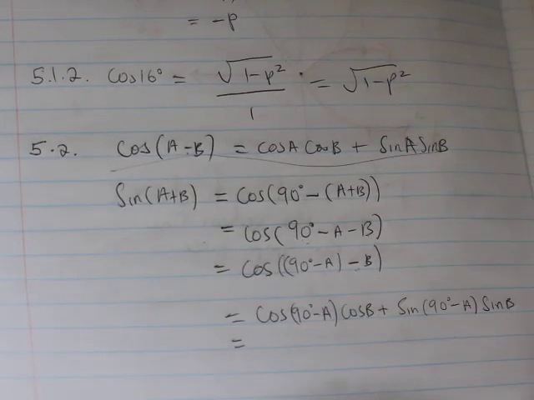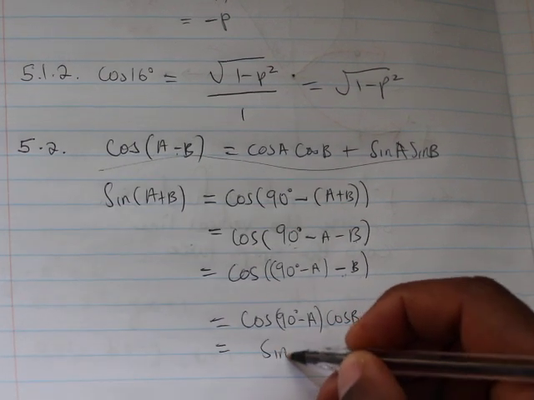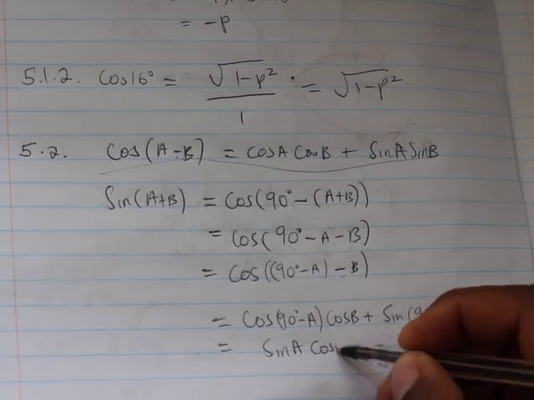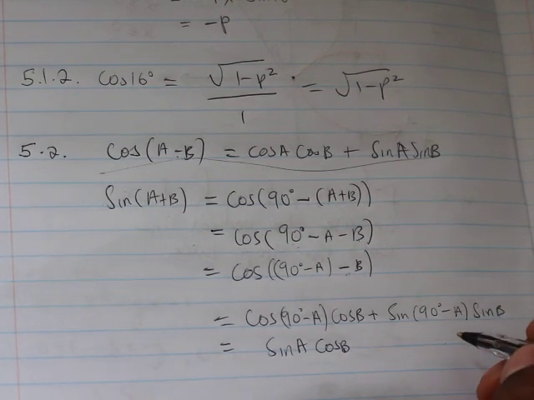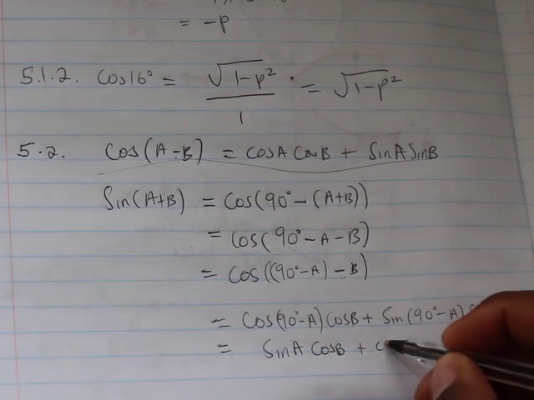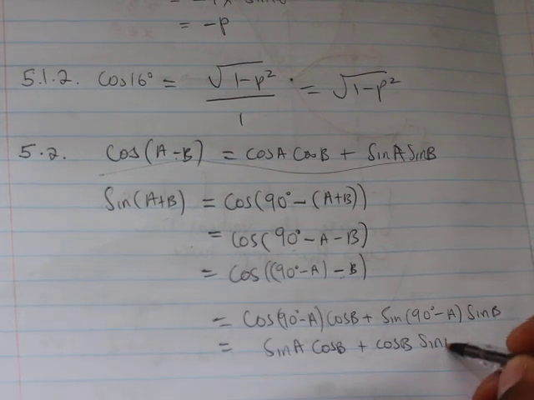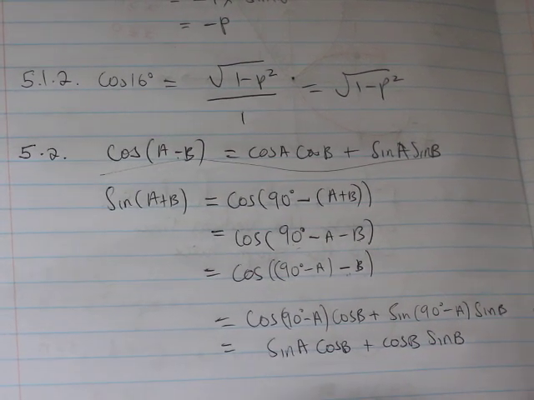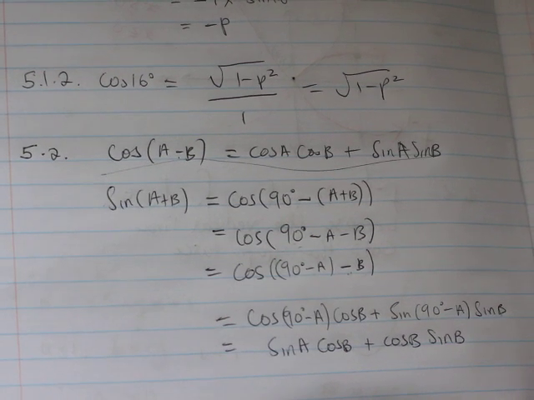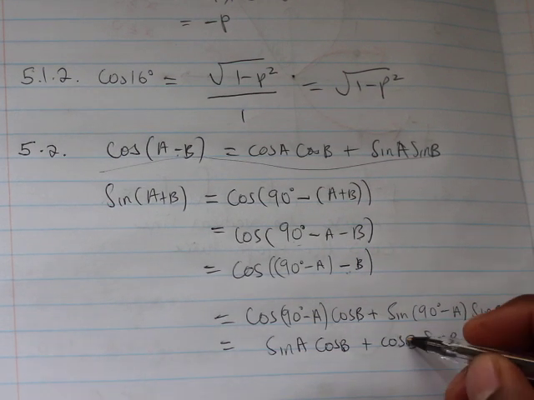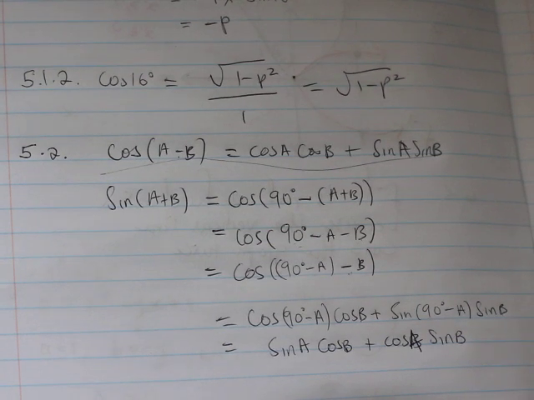Alright, now this just becomes what? Cosine of 90 degrees minus a, that's the sine of a, and then the cosine of b. The sine of 90 minus a is just the cosine of b, right, and sine b. So it's all done, you guys. So it's the cosine of a, sorry, and then the sine of b. So the problem is done.